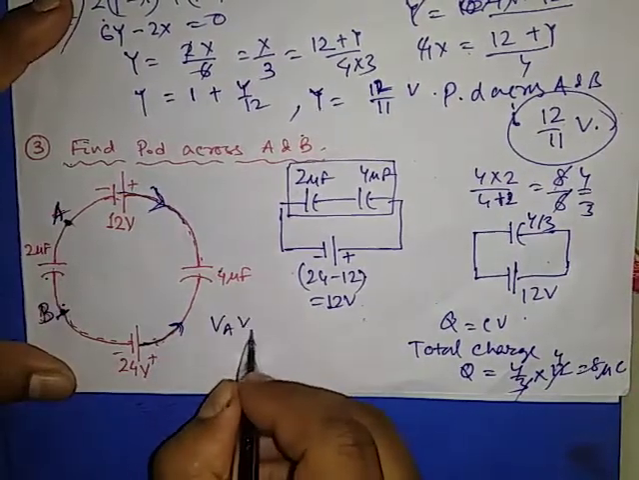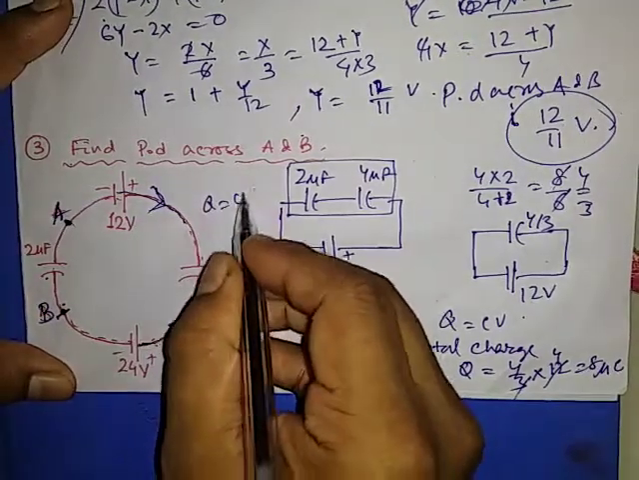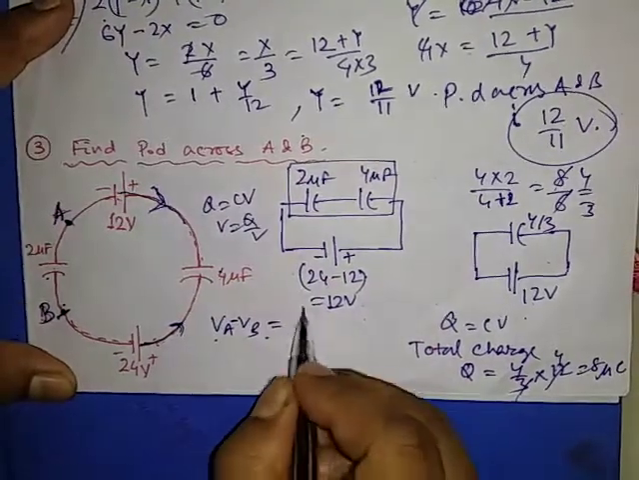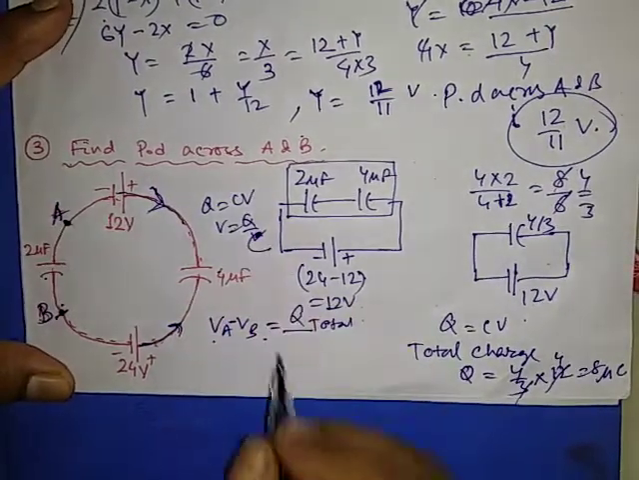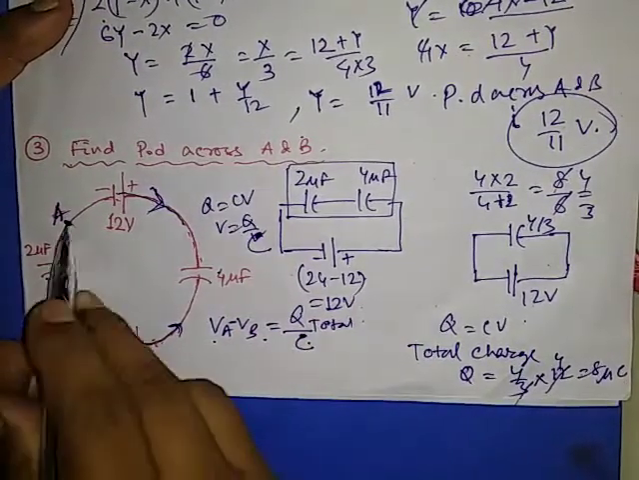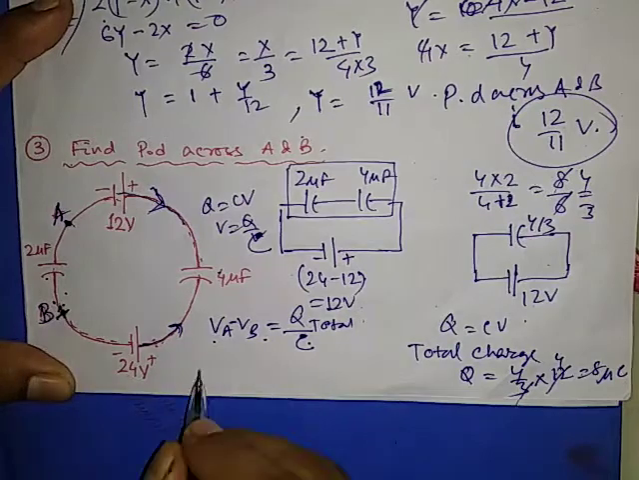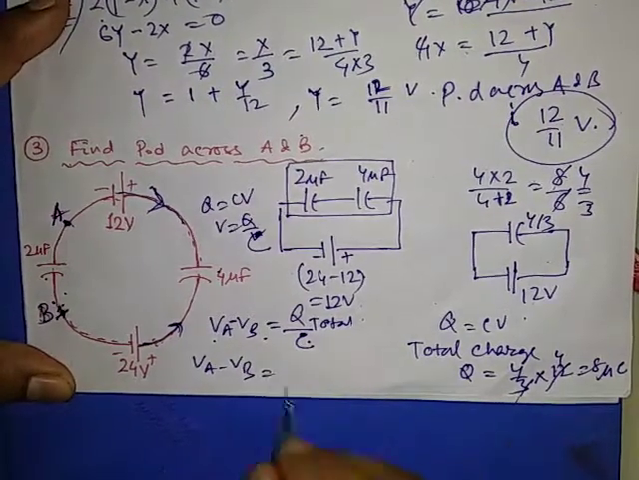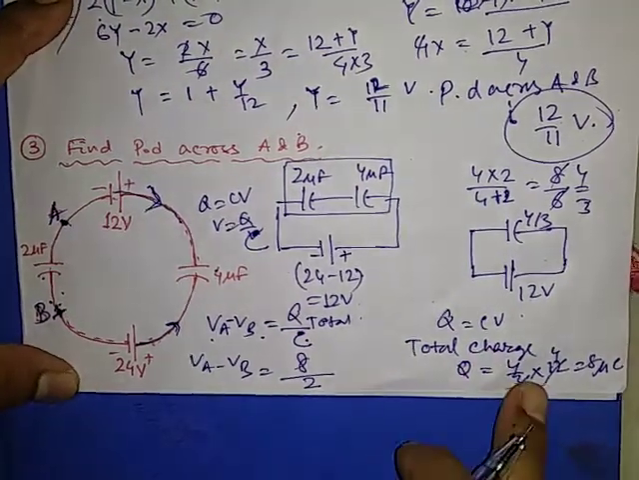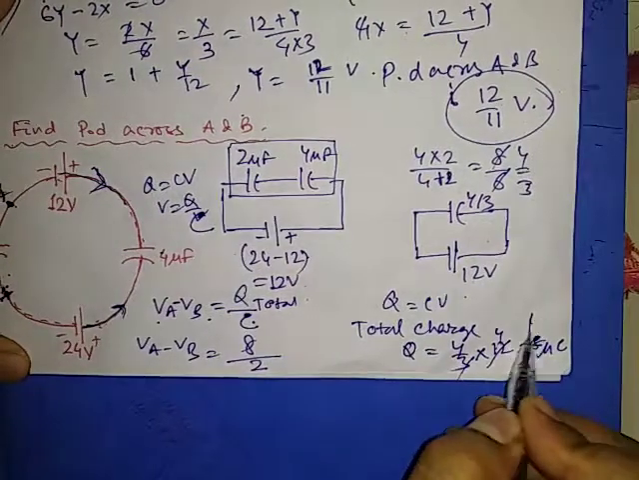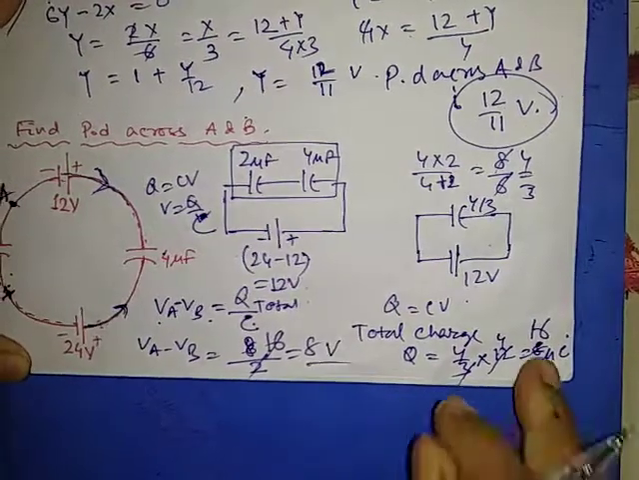So VA minus VB, the potential difference, equal to how much? Q equal to CV, so V equal to Q by C. So VA minus VB means total charge by capacitance of capacitor 2, because it is the potential across 2. So VA minus VB is equal to total charge 8 by capacitance 2. So 4 into 4 is 16, so the total charge is 16 by 2. So it will be 8 volt. So the answer will be 8 volt.